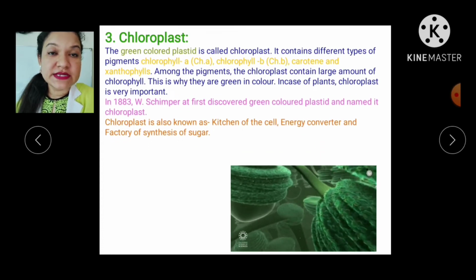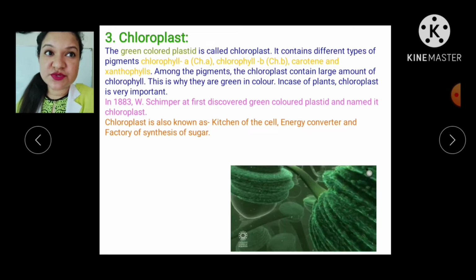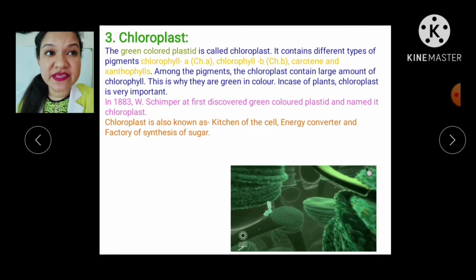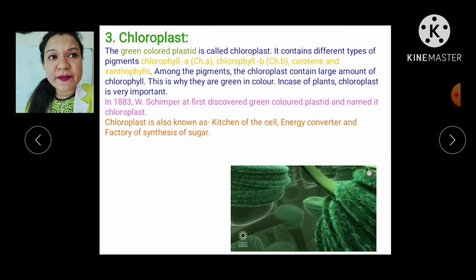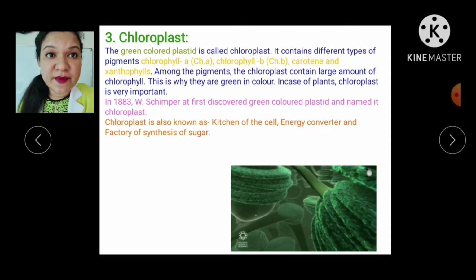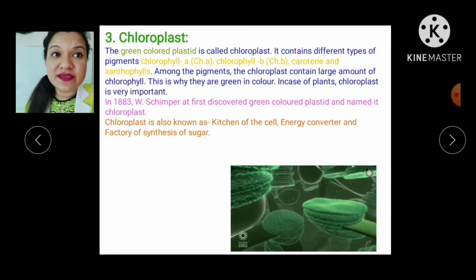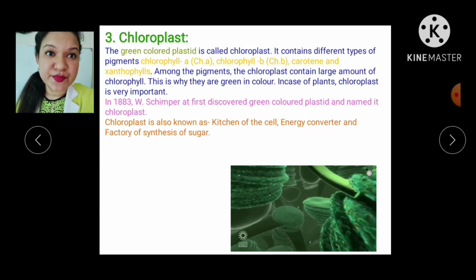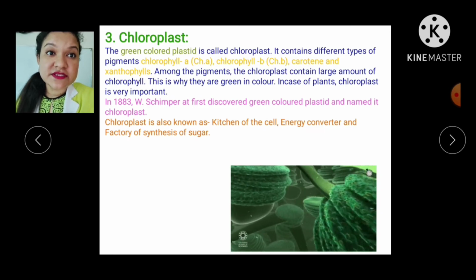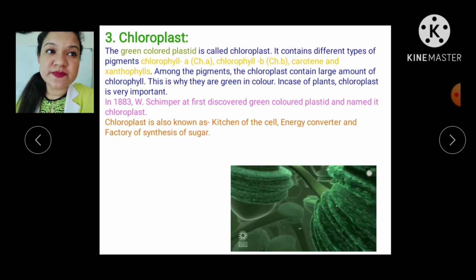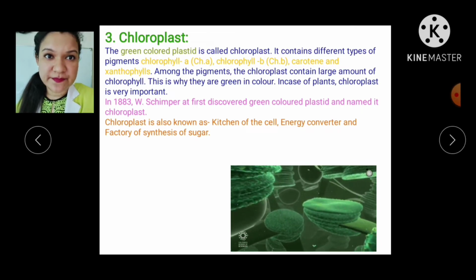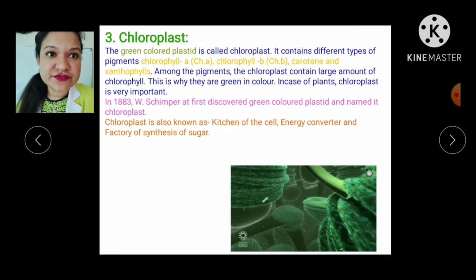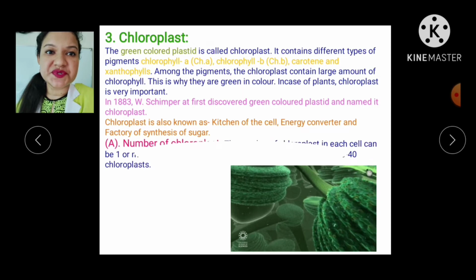Chloroplast. The green-colored plastid is called chloroplast. It contains different types of pigments: chlorophyll A, chlorophyll B, carotene, and xanthophyll. Among the pigments, the chloroplast contains a large amount of chlorophyll. This is why they are green in color. In plants, chloroplast is very important. In 1883, W. Schimper first discovered the green-colored plastid and named it chloroplast. Chloroplast is also known as the kitchen of the cell, energy converter, and factory of synthesis of sugar.